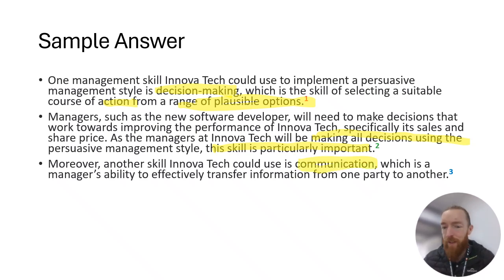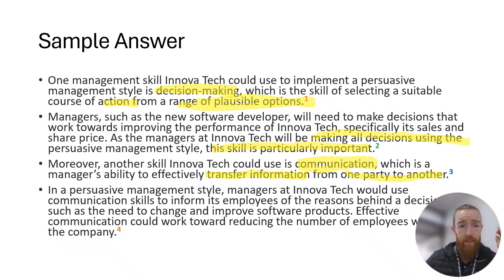So like I said before, these 2 skills are the most important in these questions about the relationship, which is the ability to effectively transfer information from one party to another. In a persuasive management style, managers at Novatech will use communication skills to inform its employees of the reasons behind the decision. That's the most important thing to say when talking about communication with a persuasive management style. It is one-way communication where you are selling the reasons for it. Effective communication could work towards reducing the number of employees who leave the company because they understand the reasons for the decision.